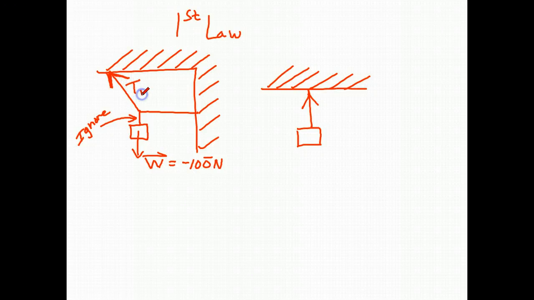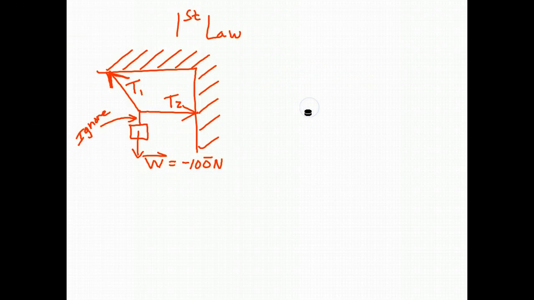I like to call this T1 for tension 1, and this T2 for tension 2. Now if you were to pick up a mass, attach a couple strings to it, and set this up, you can tell that you would be pulling up and to the left for T1 and over to the right for T2. So the goal of this problem is to solve for T1 and T2.